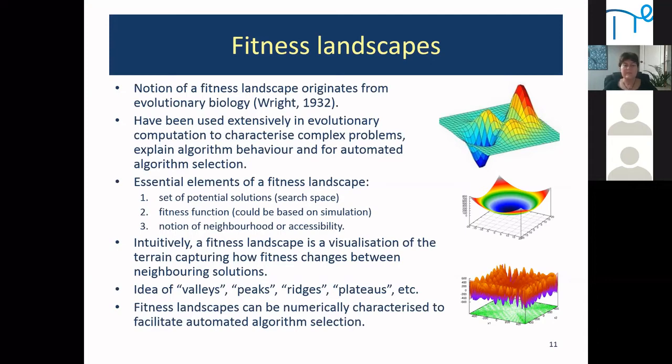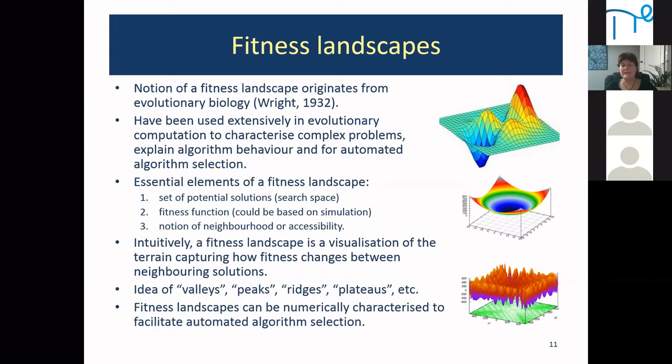So intuitively, you can think of a fitness landscape as a visualization where you can see how the fitness changes, where the vertical dimension of the visualization is the fitness. But of course, we can't always visualize them because you can only do that if we have two variables, and normally we have hundreds of variables. But we can imagine it in our brains: if we've got two solutions that are close to each other, what is happening to the fitness? Is it changing in a very sudden way, or are there lots of changes happening, or is it very smooth? So we have this idea of valleys and peaks and ridges and plateaus in the landscape. But because we can't visualize them, what we do is we numerically characterize them.